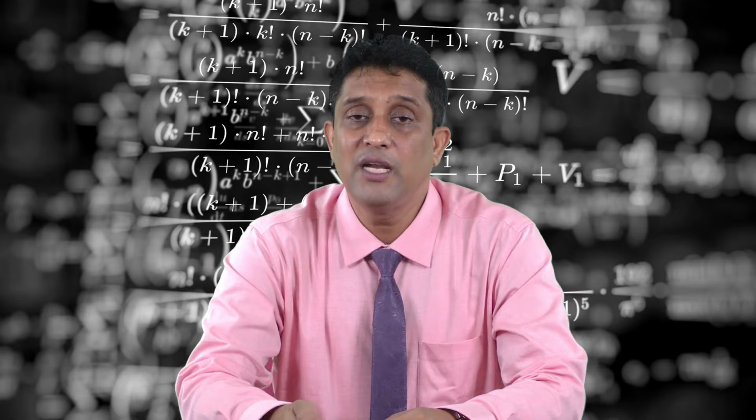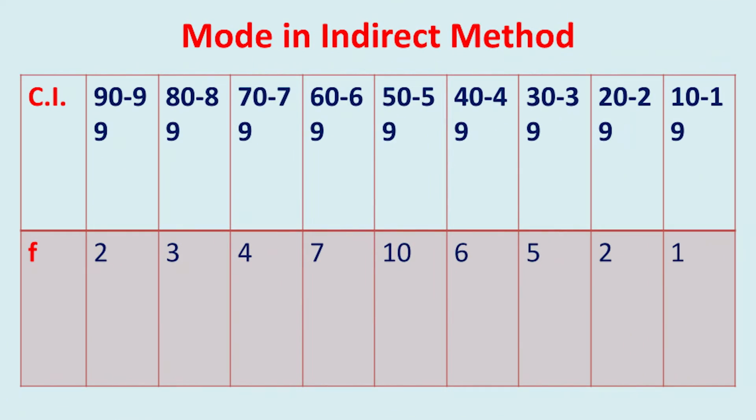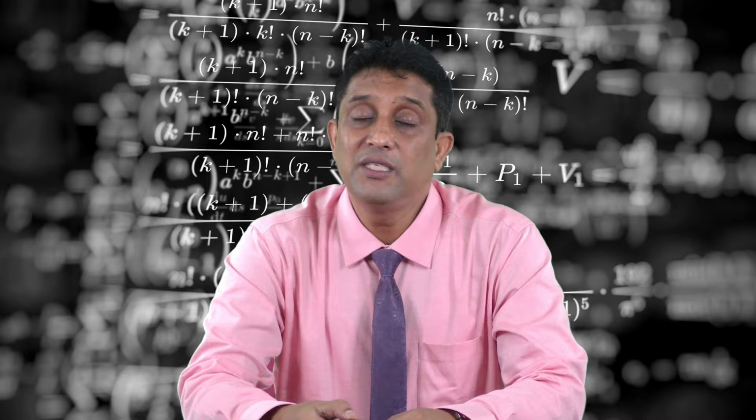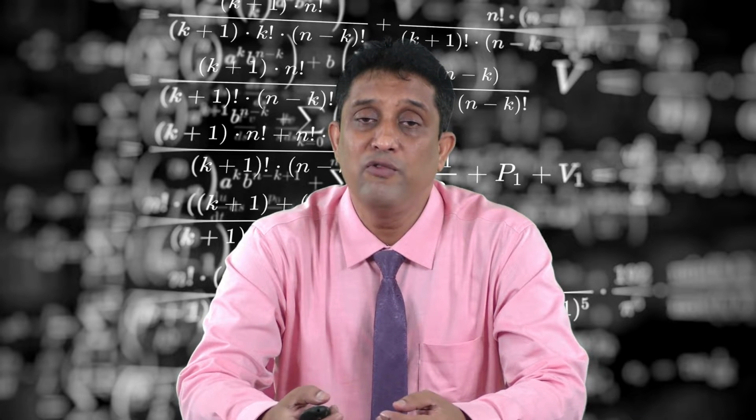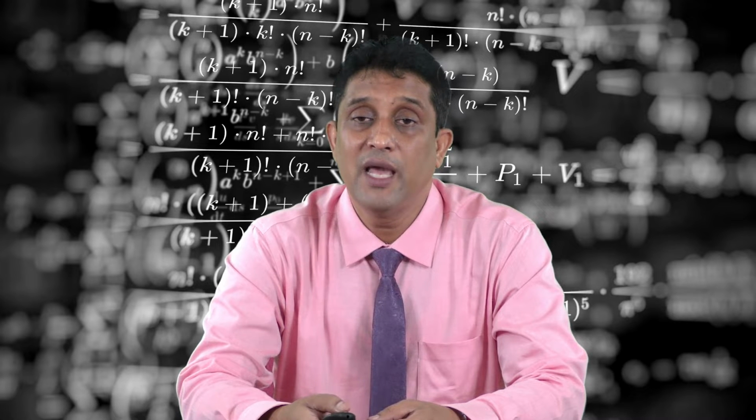So here you see, in the indirect method, class intervals are given, just like 90 to 99, 80 to 89, and so on up to 10 to 19. So here 9 class intervals are given and frequencies are also given: 2, 3, 4, 7, 10, 6, 5, 2 and 1. In every class frequencies are given. By using this grouped data, how can we calculate mode in the indirect method?